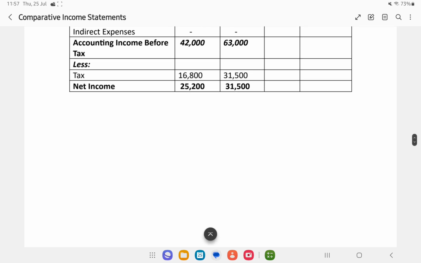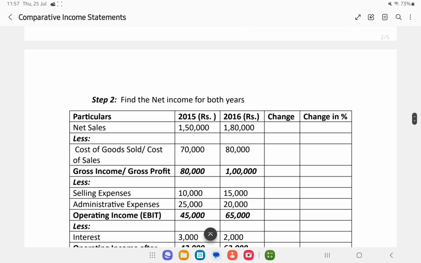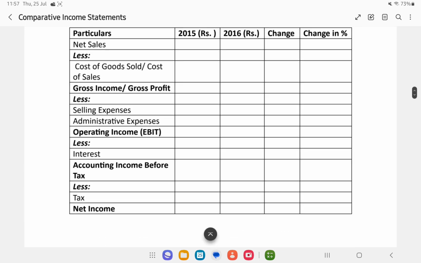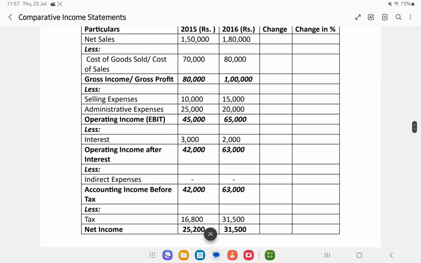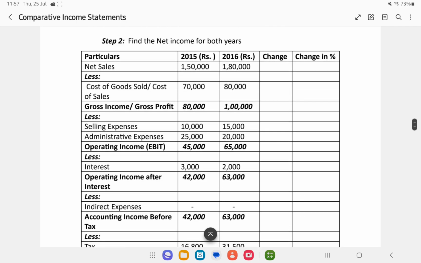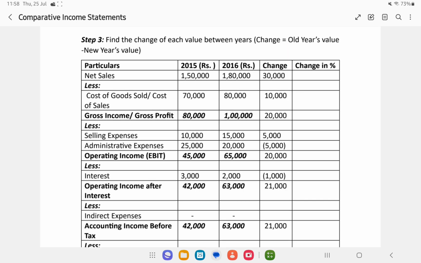Now we can move to the third step. Remember, the first step was to draw the format accordingly. The second step was to find net income by taking the amounts given in the question. Now we are going to do the third step. We have two more columns empty, right? We have to fill these columns. How to fill these columns? Let's see. We are going to find the change. I have given you how to find the change. Change means old year's value minus new year's value.